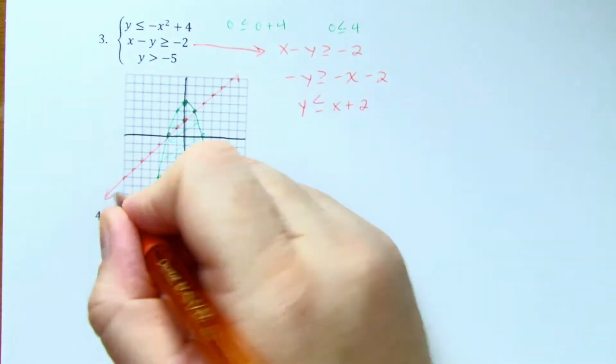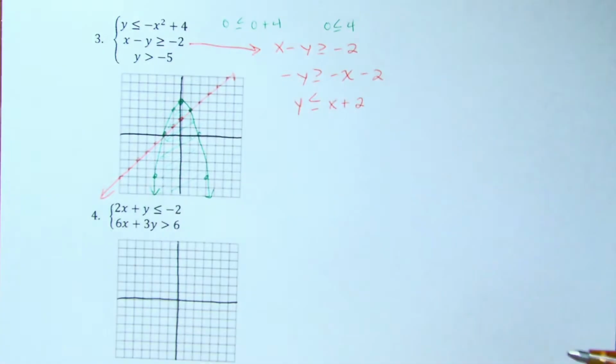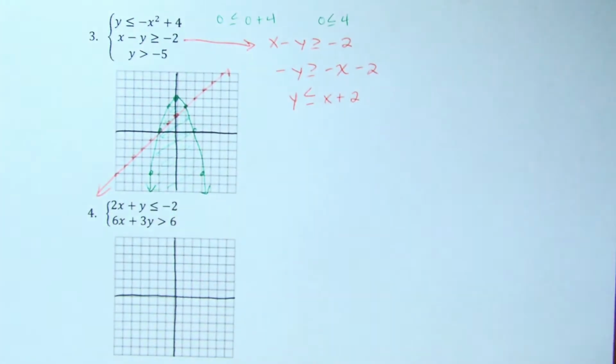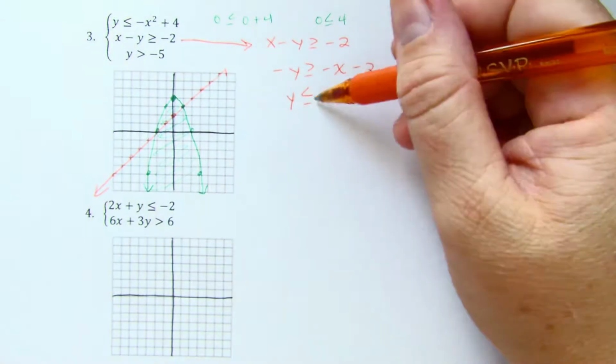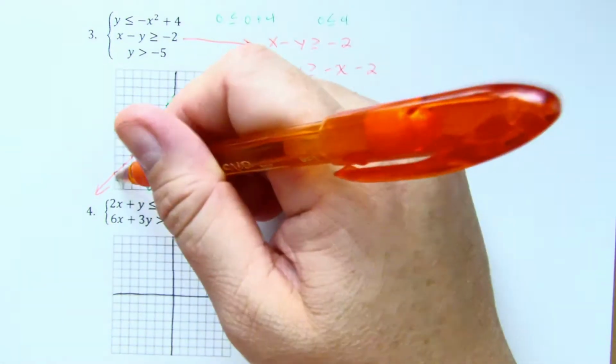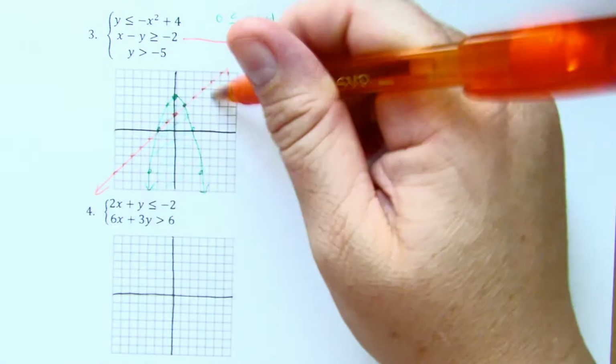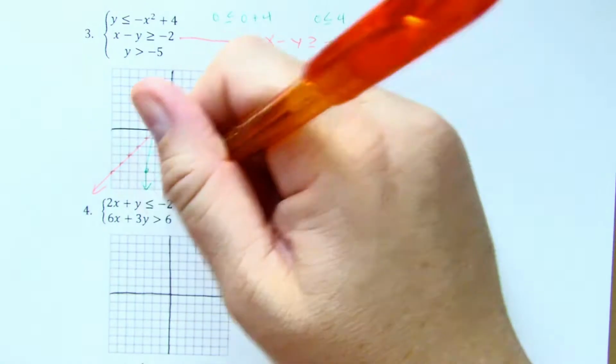Oh, yeah, good. It was solid. I should have checked first. Yep, it's solid. And then the other one's going to be dashed, so I need to be careful with that next one. And we need to talk about shading. We're shading below the line because it's away from that and y is positive. So we're below that orange line there.